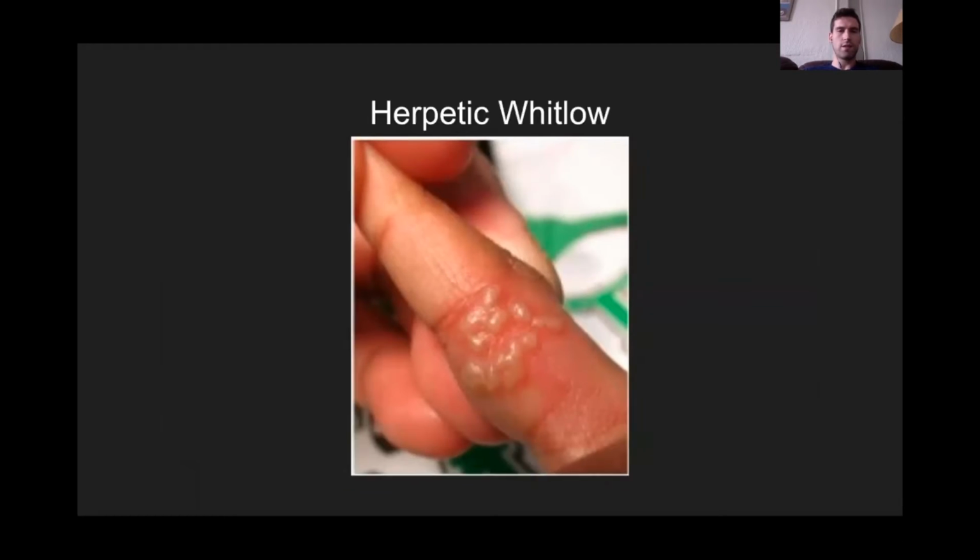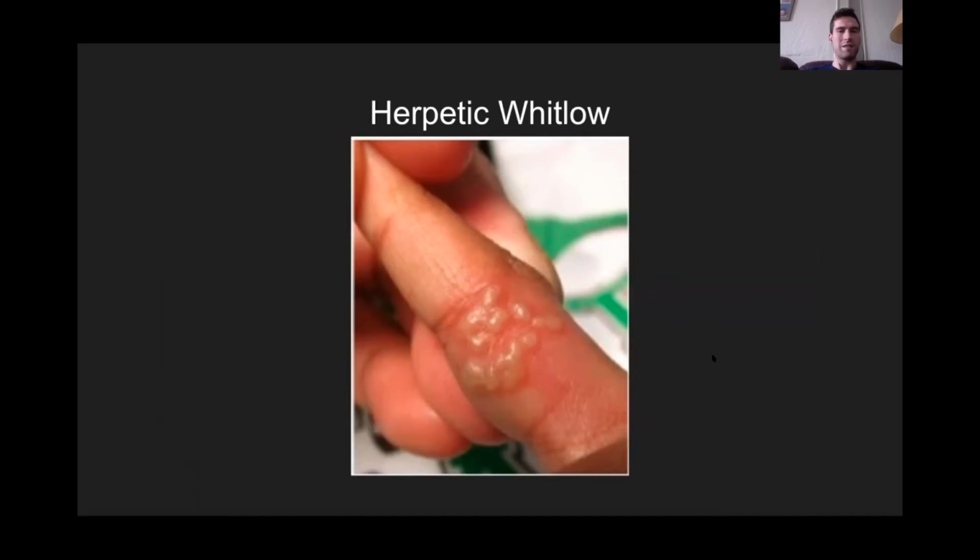That is herpetic whitlow. Pretty common stuff. The classic board patient is a dentist or something who took care of someone who had a cold sore. This is HSV, obviously, with that classic herpetic look, kind of dewdrops on a rose petal, a vesicular lesion. It is typically self-limited.